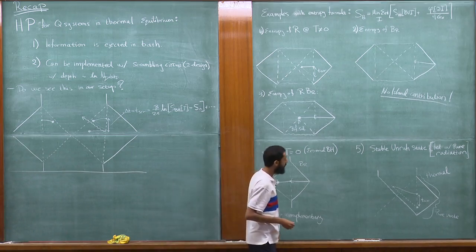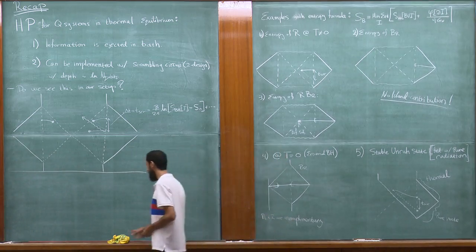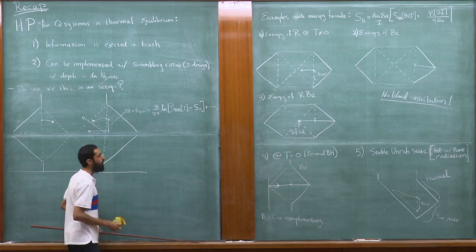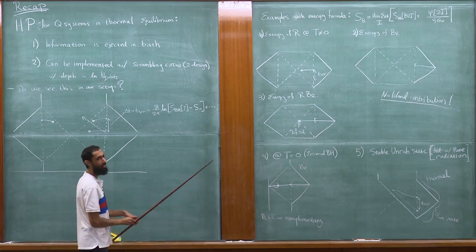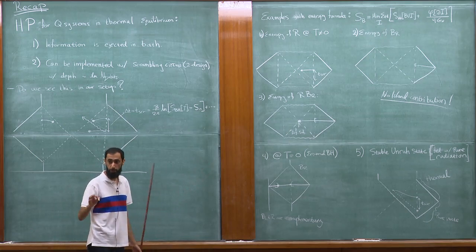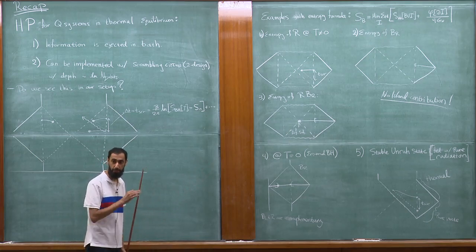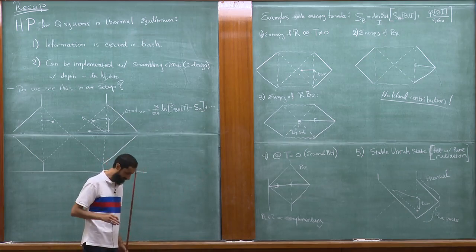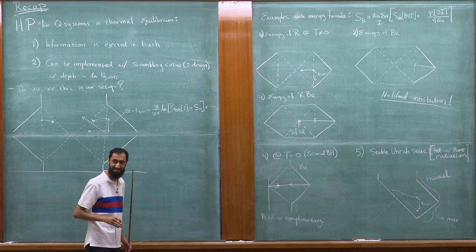Okay, next let me go over some examples. N is C. Basically, there's N, which is 1 over G Newton, and then there's C, the central charge of the matter theory. So we come back to this thing that we are keeping C times G Newton fixed.